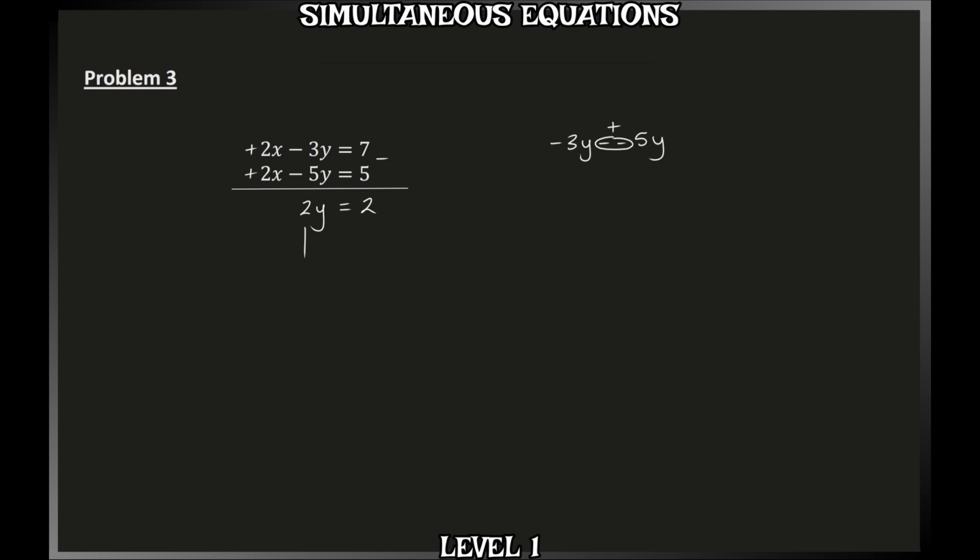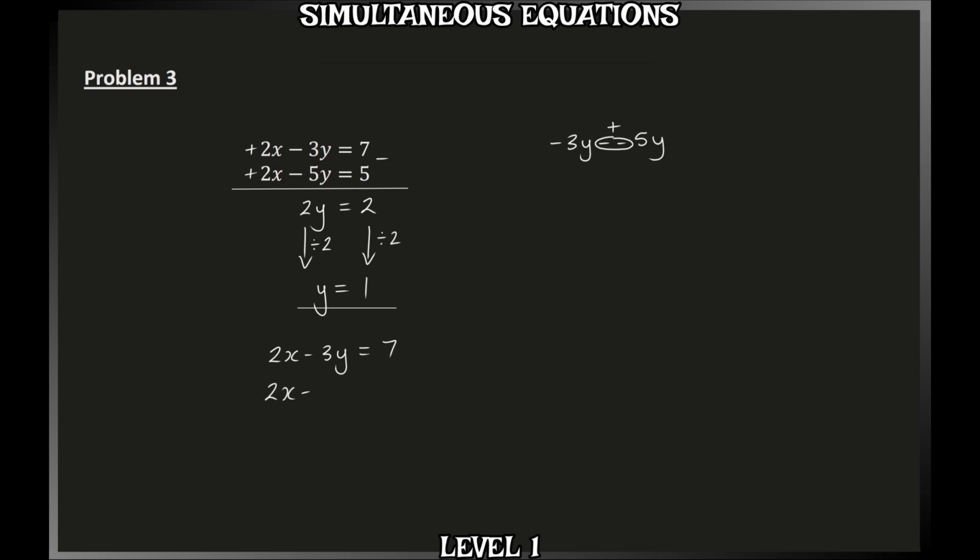To solve this equation and find the value of y, we need to remove the times 2 from the left, and we do this by dividing by 2 and doing the same on the right. On the left, the times 2 and the divide by 2 cancel out to leave us with y, and on the right, 2 divided by 2 is 1. So y equals 1 is the first part of our solution. We can now substitute this value of y back into one of the original equations to find the value of x. So taking the top equation, 2x minus 3y equals 7, we can substitute y for 1.